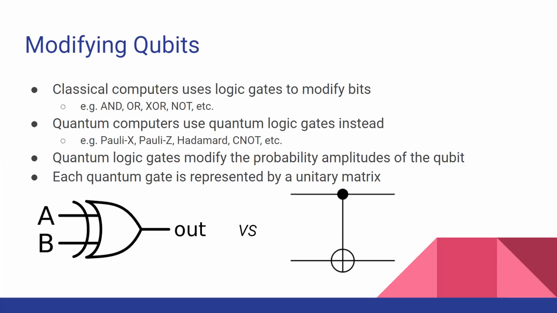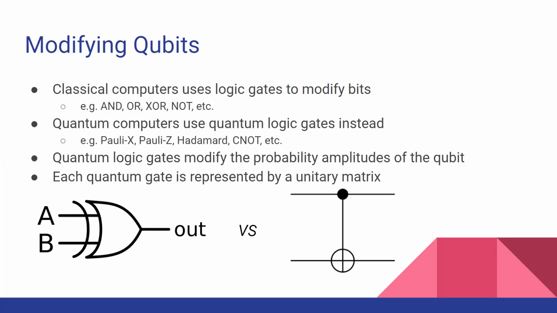They have quantum logic gates instead. So we have a couple here, and all the ones that are listed here I'll be going into more detail about. The Pauli-X gate, Pauli-Z gate, Hadamard gate, and CNOT gate, which is the controlled NOT gate. And there's other gates as well.